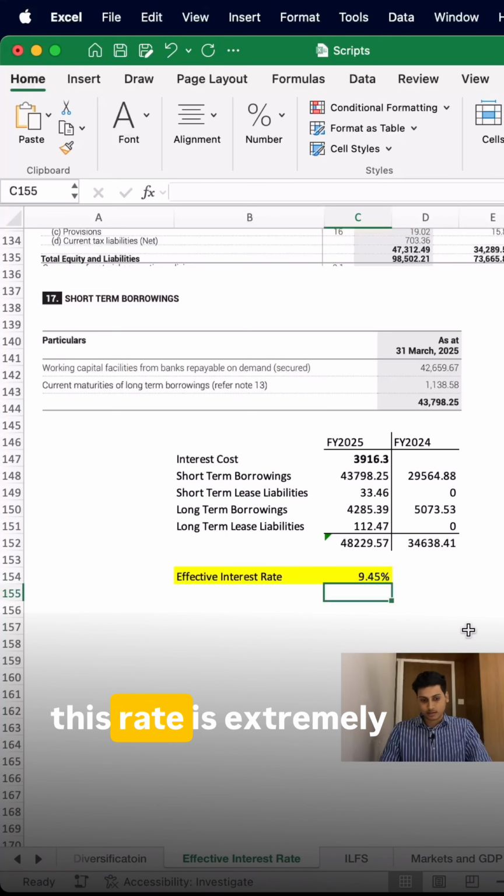Now if this rate is extremely low, you will also have to check for interest cost capitalization, but that's a topic for another video.